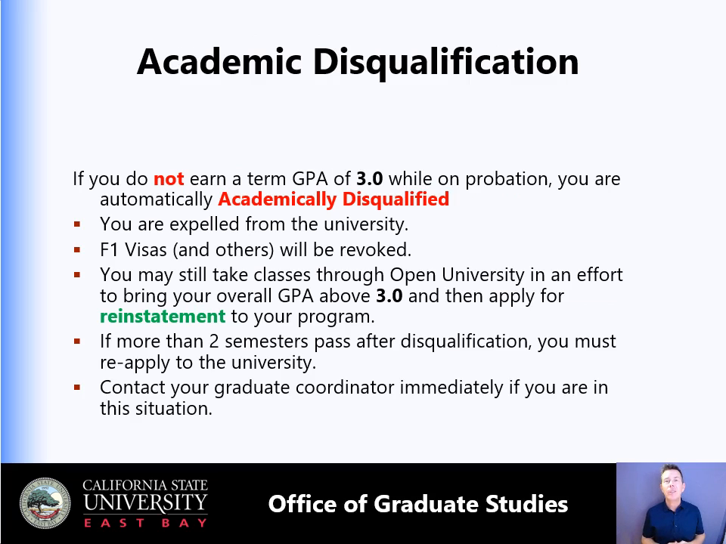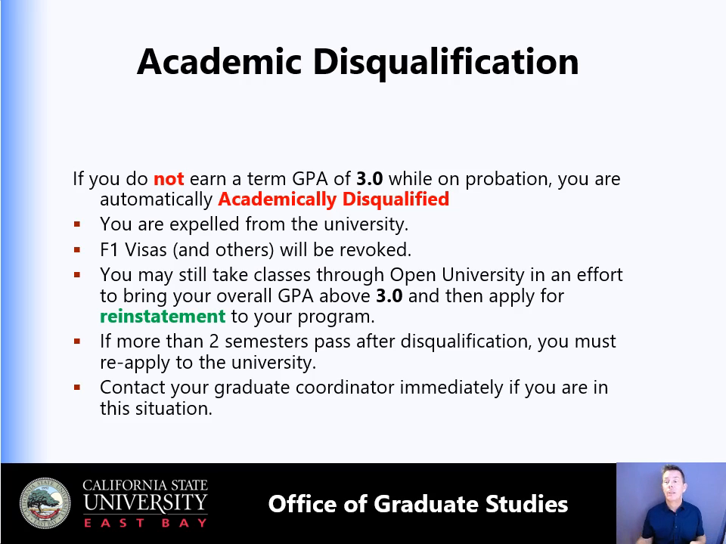Otherwise, in that second semester of academic probation, the student will be academically disqualified or expelled from the university. This is particularly an issue for international students because once you're dismissed from the university, your visa is no longer valid. If this is the case for you, whether you're international or not, please immediately contact your graduate coordinator and work out a plan and think about how you can actually raise your GPA back to 3.0 or better such that you can be reinstated into the program.